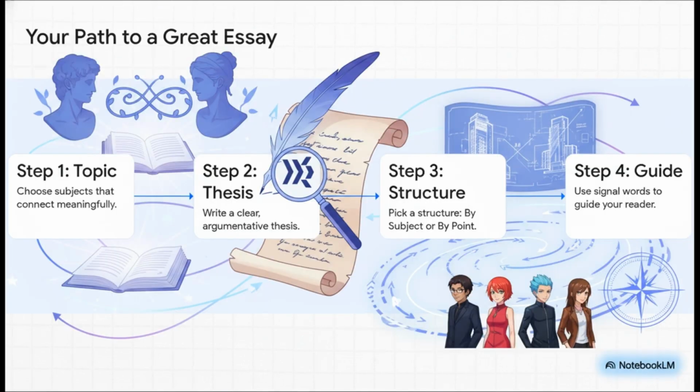All right, so let's recap. Here's your path to an amazing essay. 1. Pick 2 things that have a meaningful reason to be together. 2. Write a killer thesis that actually makes an argument. 3. Choose your blueprint by subject or by point. And 4. Use those signal words to lead your reader.